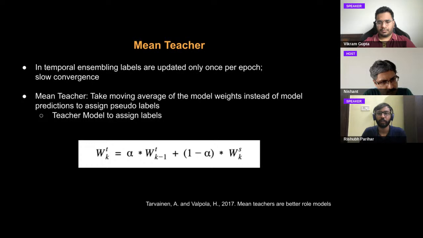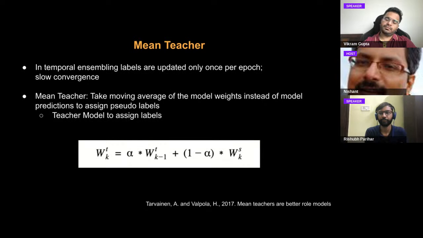This teacher model will be used to assign a label. In each epoch, we have multiple iterations based on the batches. You can keep on updating the weights of this teacher model as the exponential moving average of the weights of all the previous iterations. In this way, within one epoch only, we can update the weights of the teacher, or basically the assigning network, and also it can change the labels of the prediction.